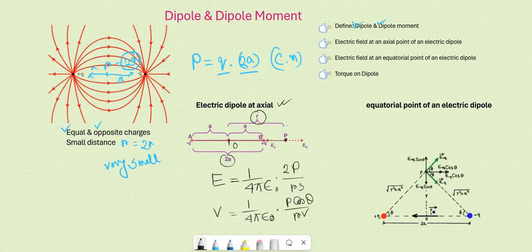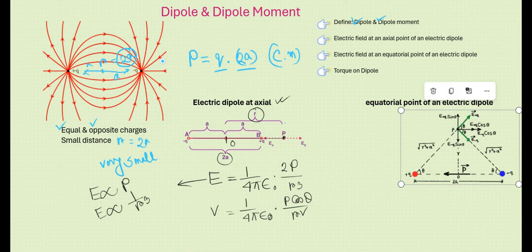From the electric field equation, we can observe that the electric field is directly proportional to the dipole moment, and of course the electric field is inversely proportional to the cube of the distance from the observation point to the midpoint of the dipole. As the dipole moment is at axial position, the theta will be 0 degree.